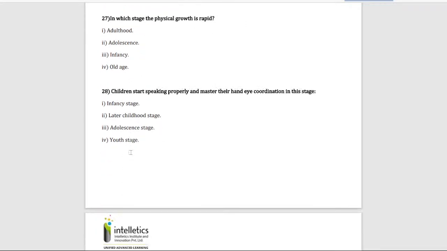Question number 27. In which stage the physical growth is rapid? First, adulthood. Second, adolescence. Third, infancy. Fourth, old age. So in which stage the physical growth is rapid? And the correct answer for this question is infancy. So it is infancy, a stage in which physical growth is rapid.